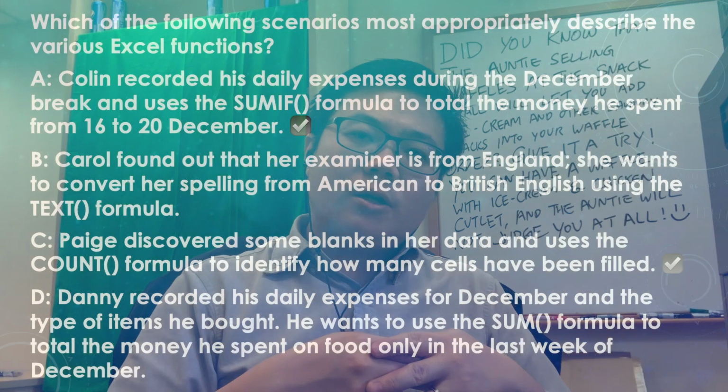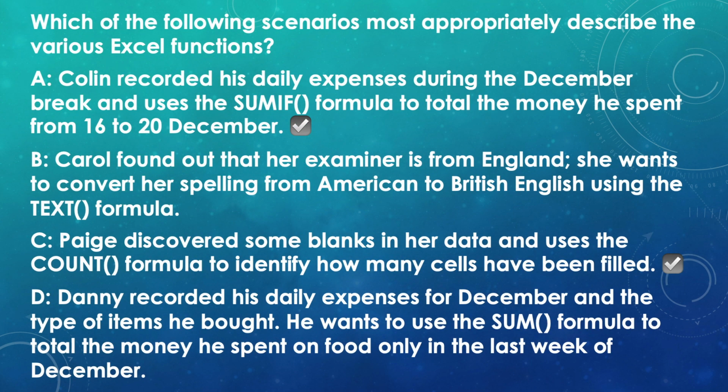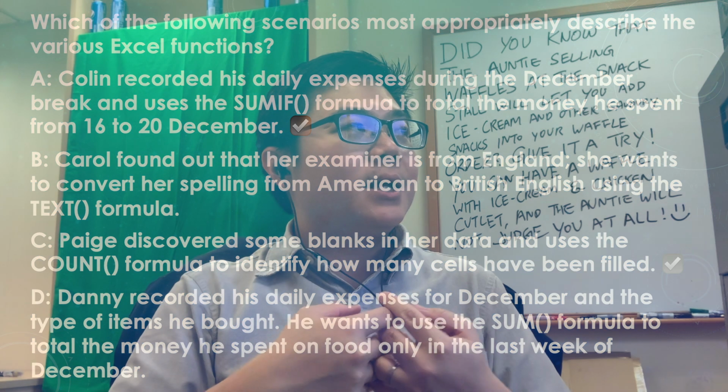Now, let me talk about option C. That is a bit problematic, alright? Because you see, option C says Paige discovered some blanks in her data and uses the COUNT formula to identify how many cells have been filled. Some of you tried this, and you realize that the COUNT function only works for some kinds of data. Now, notice the ambiguity in the option that we gave you, right?